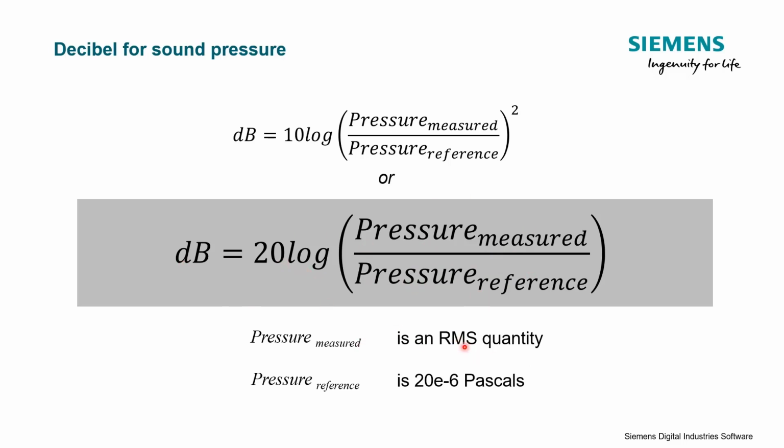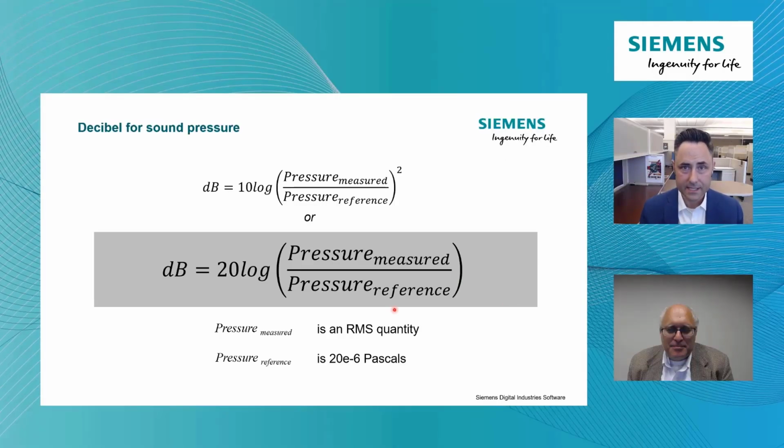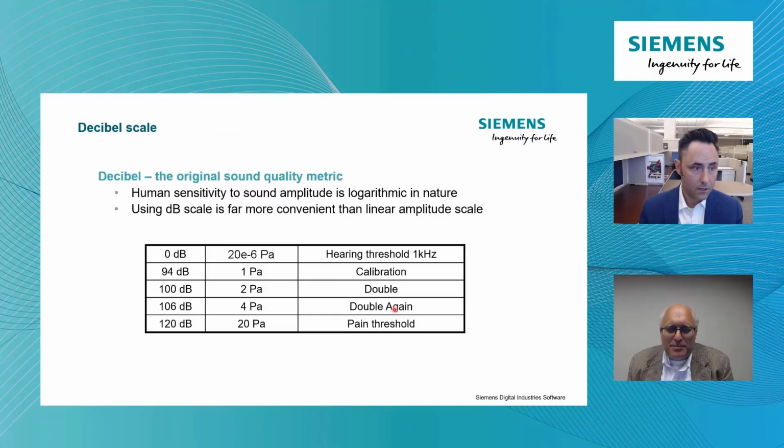Now you notice in this equation, we're always talking about this pressure that we're measuring as an RMS quantity. So it's important to understand it's not a peak or a peak-to-peak value, it's an RMS. And the reference pressure we'll use in all of acoustics is 20 micropascals, or 20 times 10 to the negative 6 pascals. Okay, and we'll talk about where that reference pressure comes from, but this is how you convert pressure into decibels. Okay? Looks pretty straightforward.